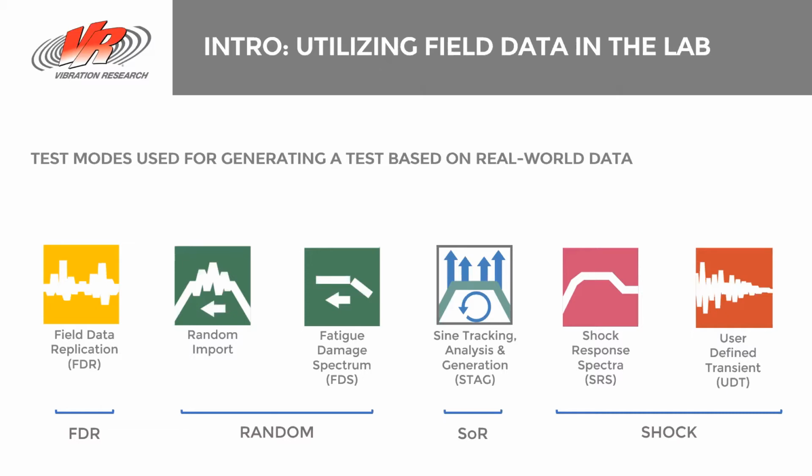And a lot of the test specifications are written with some type of test acceleration. Fatigue damage spectrum allows you to do that. Now the sine tracking analysis and generation, the STAG option, this lets you create a sine-on-random test.